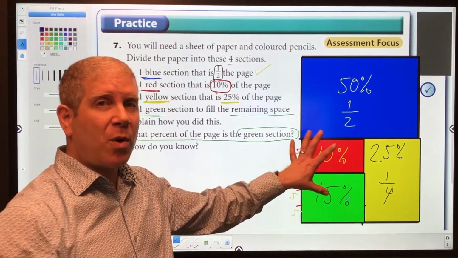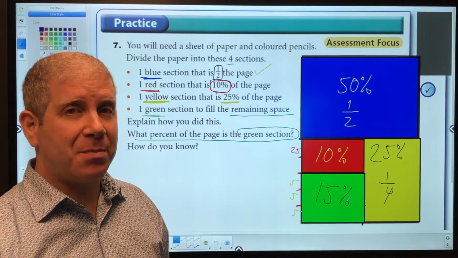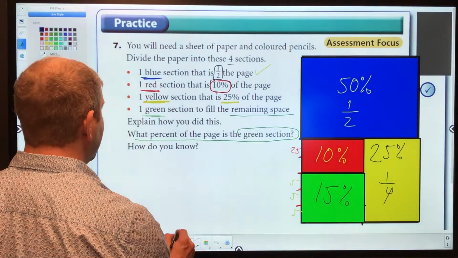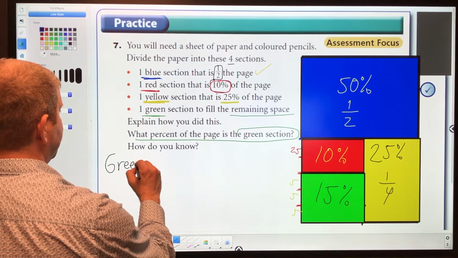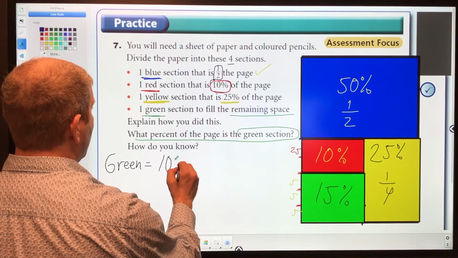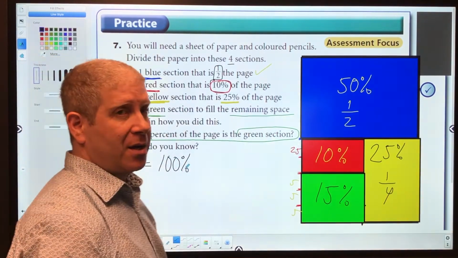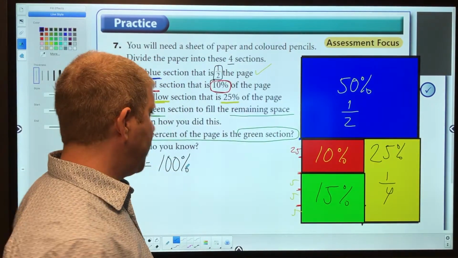So this is visually one way to do it. We could do it mathematically. Mathematically is actually much, much simpler. So mathematically, we simply say, we want to know what percentage of the page is green. So we say green is, we're going to have the whole sheet, which is 100%. This whole sheet of paper is 100%, one sheet of paper.